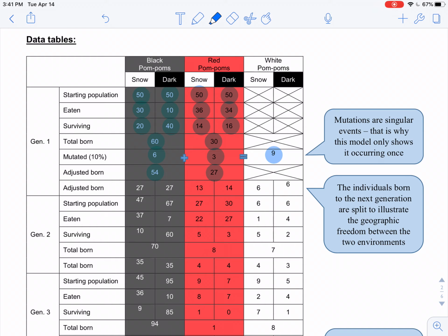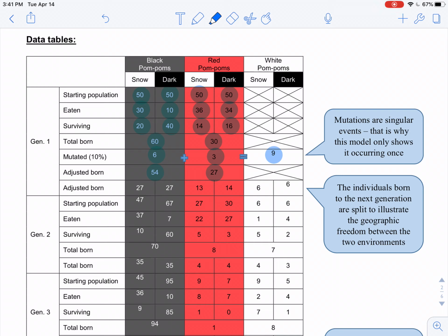Okay, so that means that I've got a certain number of pom-poms that is going to be present in the next generation of these varying colors. And I'm going to split them up evenly in the different color areas, because that shows that all of these newly born offspring are free to venture into any area of these blankets that they want to.